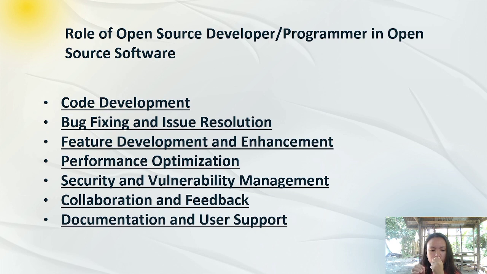So next is documentation and user support. Open source developers contribute to the documentation of the software, creating user guides, API references, and technical documentation. They ensure that the documentation is clear, comprehensive, and up to date. They also provide user support by answering questions, addressing issues, and guiding users in effectively using the software.